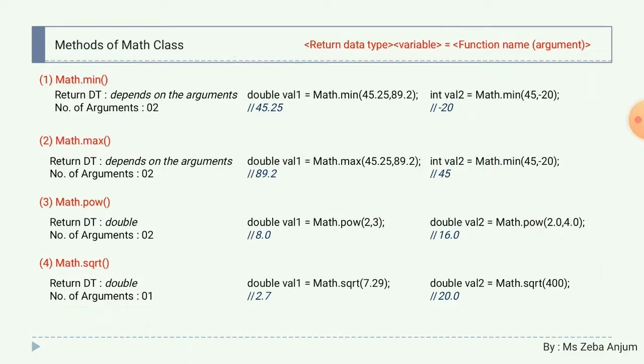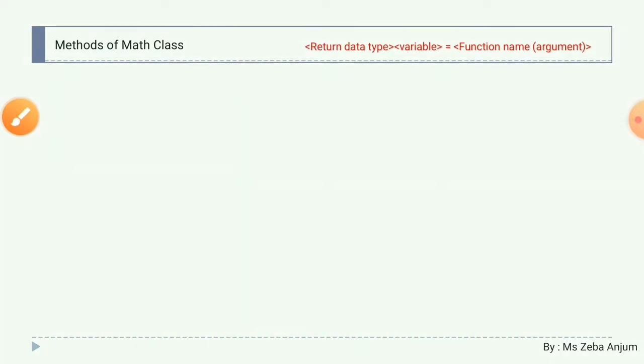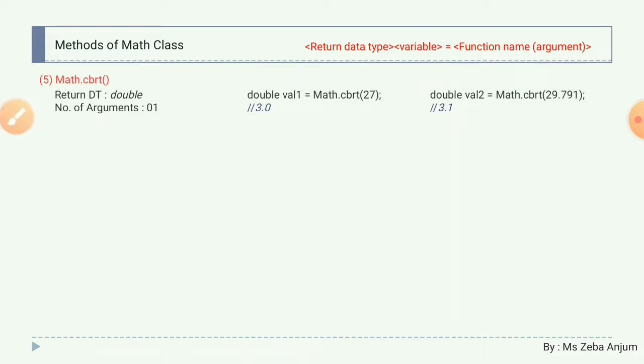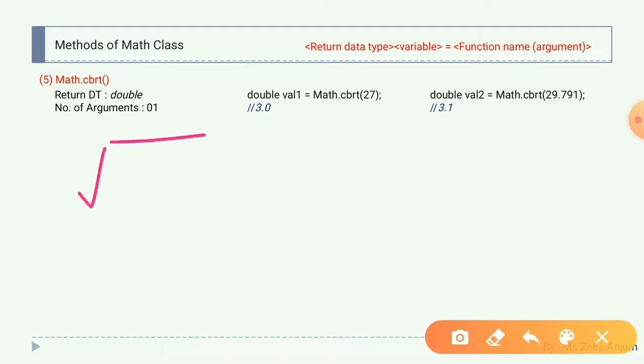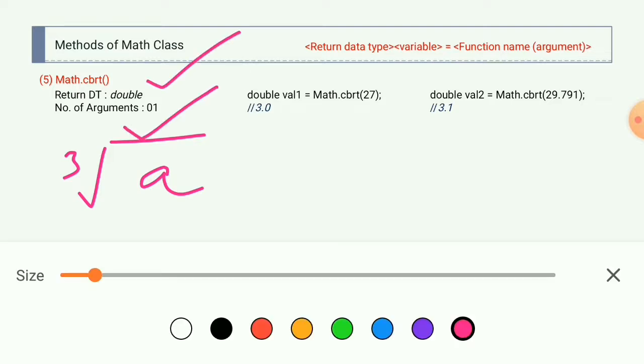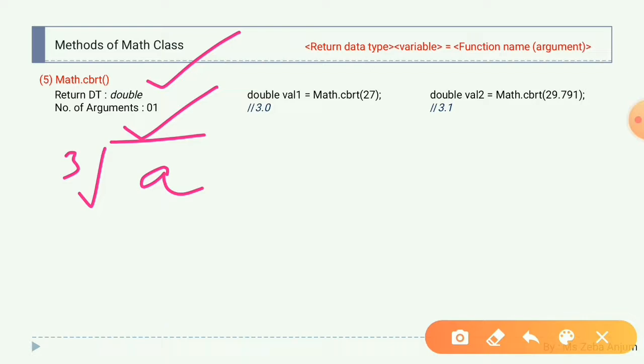Now moving forward, we have the fifth mathematical function, Math.cbrt, the cube root. Here it is very similar to Math.sqrt. We are going to calculate this function. The return data type is always double. The number of arguments is always 1. Either you can use a variable or a value or an expression, as we have seen in the square root function.